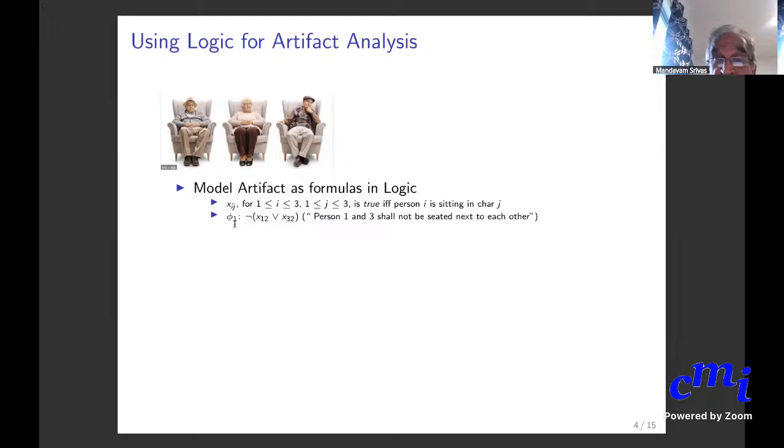The first constraint says person 1 and 3 shall not be seated next to each other. That can be modeled as: it should not be the case that both x12 and x32 are true. Those are the only two ways that violate that constraint.